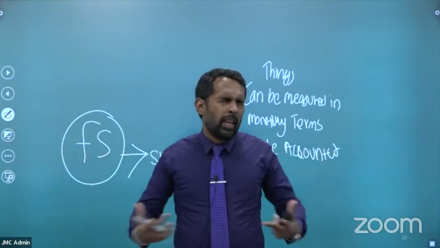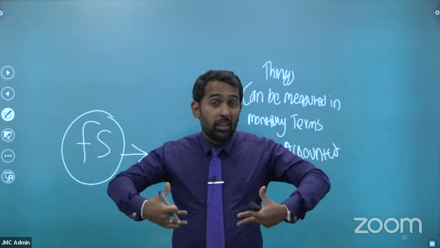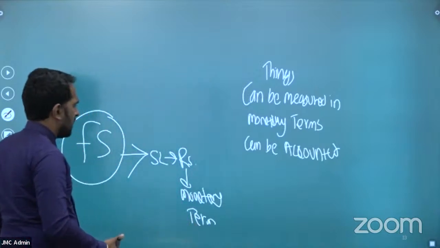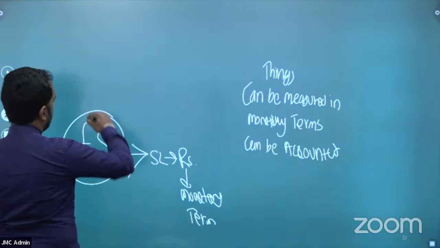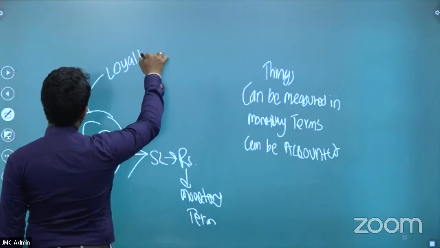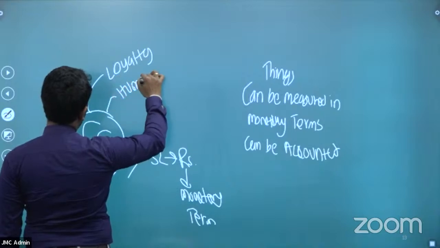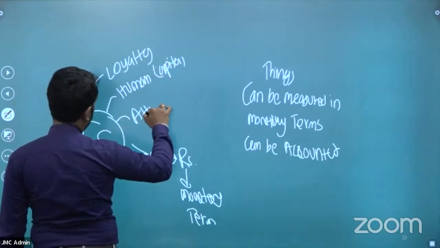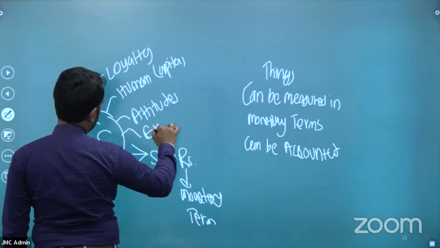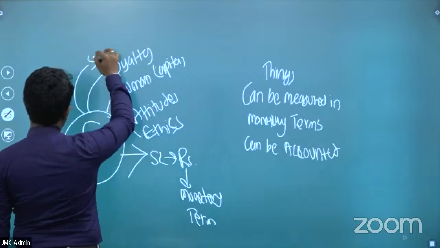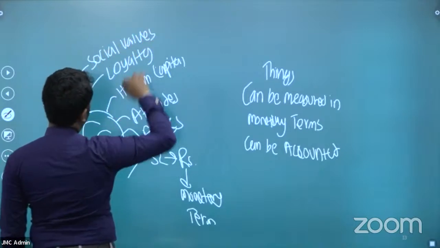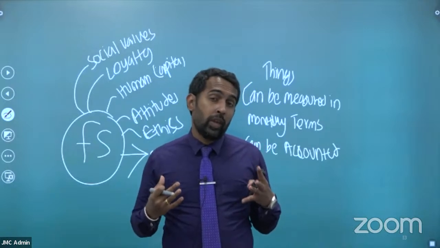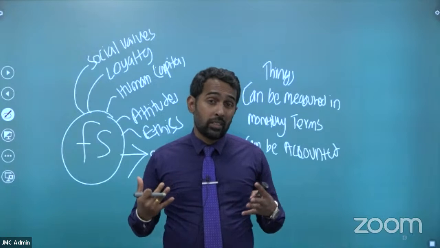So everything, all the assets, the liabilities, if you can measure them in monetary terms only, you can account. That means in a business there can be certain things, though valuable, such as loyalty, human capital, attitudes, ethics, social values. There can be several other items which are very important from a business point of view, but you cannot place a monetary value.